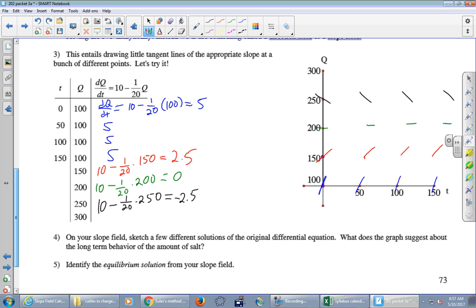Okay, and then one more. 300. Negative 5 is good. Which is the same as which color? It's blue, so steep but downhill.